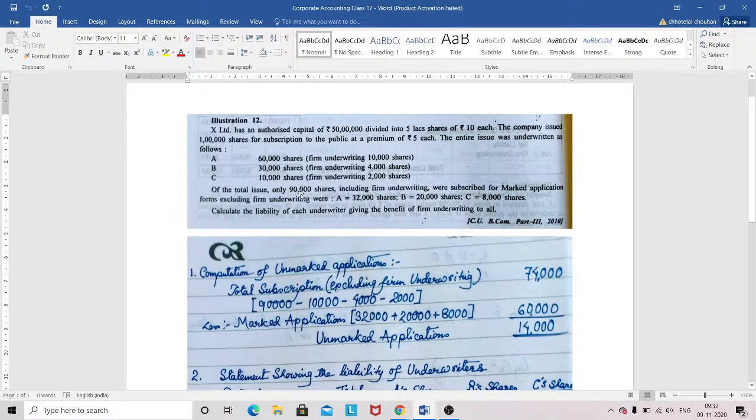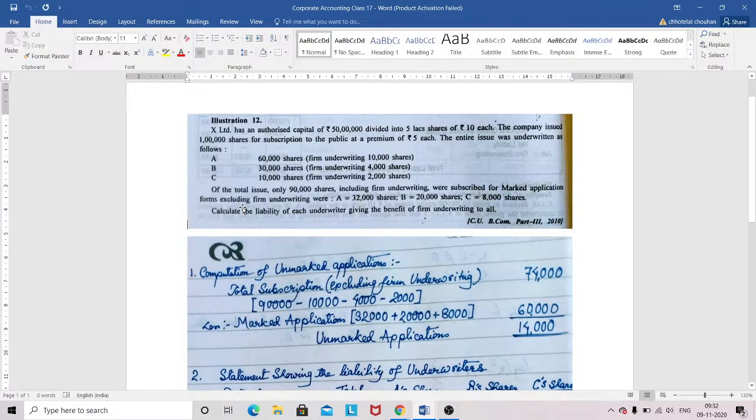Okay, but it was given including firm underwriting, that's why to make it excluding I need to deduct it. So 90,000 minus 10,000 minus 4,000 minus 2,000, 10, 4, 2 is the firm underwriting. So the total subscription receipt is actually 74,000, and marked application they have given 32 for A.